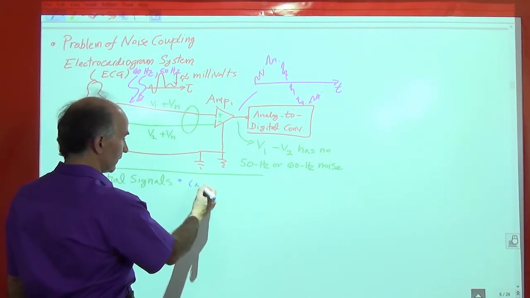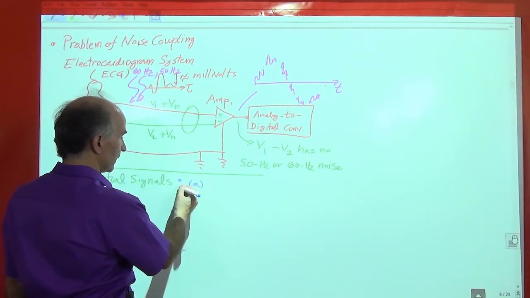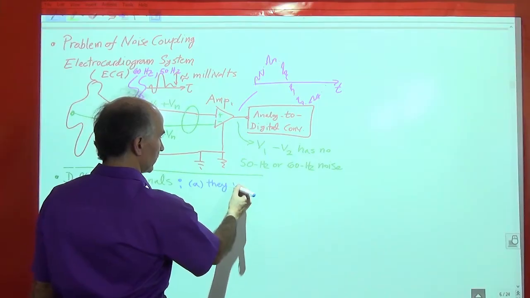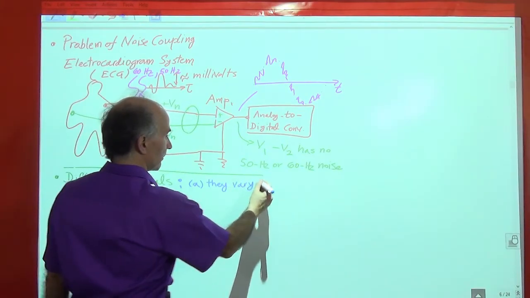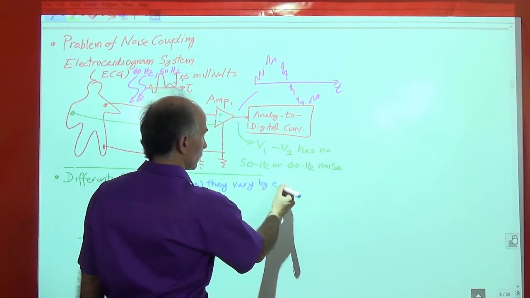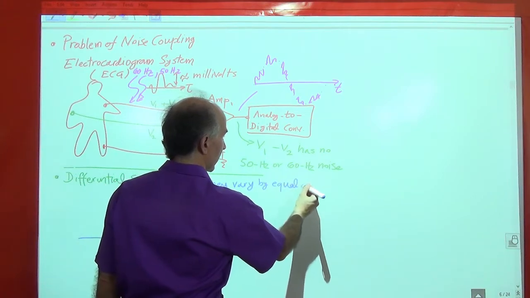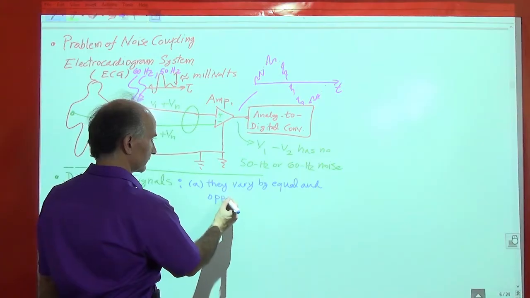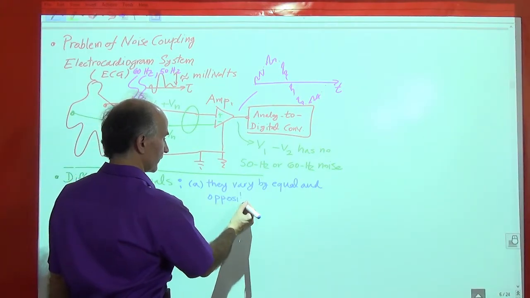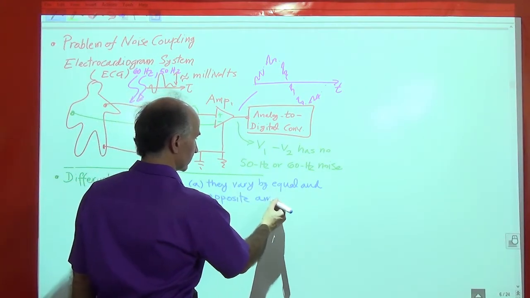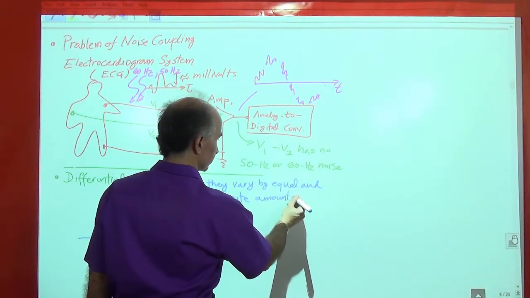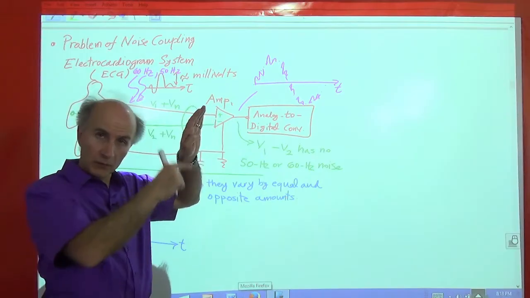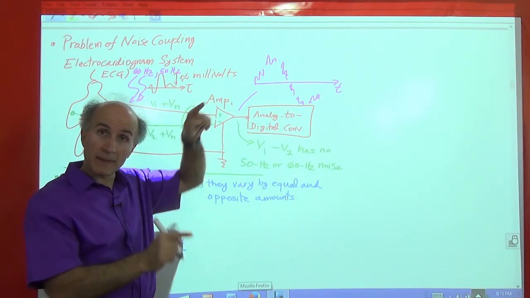A, they vary by equal and opposite amounts. What does that mean? It means that if one of them is going up, the other one has to go down, and they have to change by the same amount.